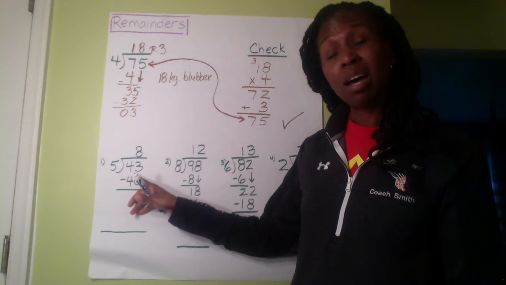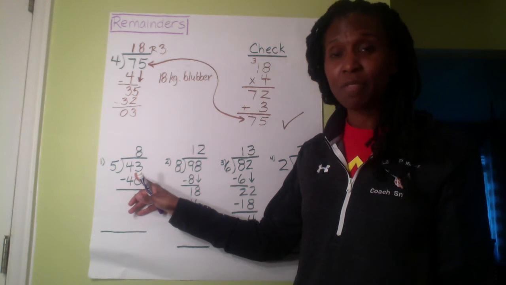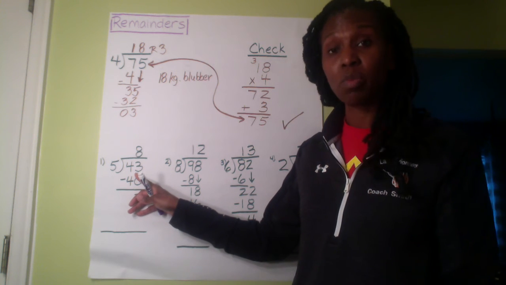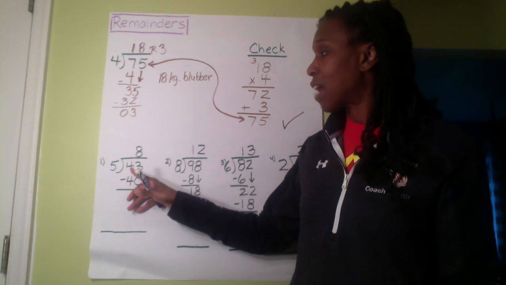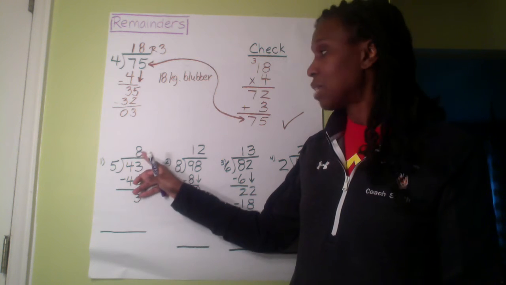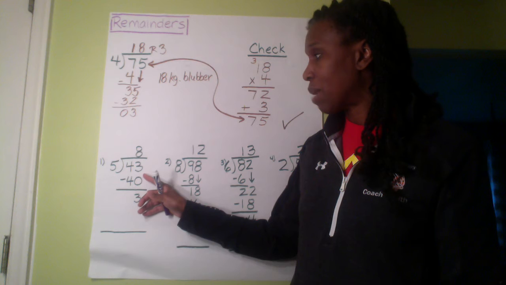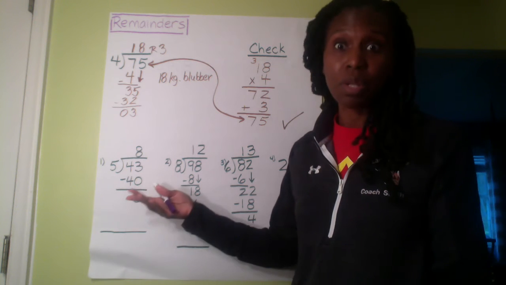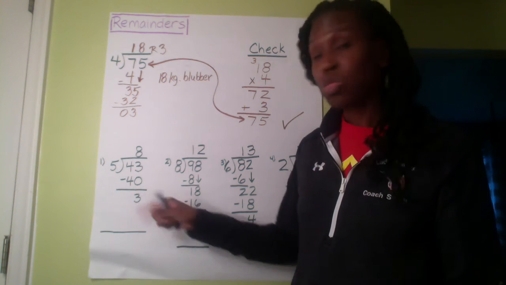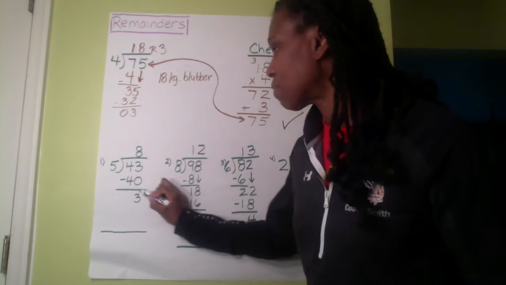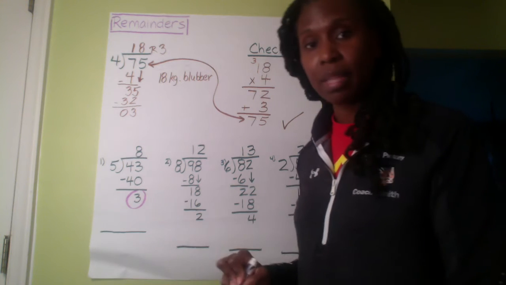Okay, now thinking of my 5 multiplication facts, I don't have anything that's equal to 43, so I had to estimate. 5 can go into 43 8 times. 8 times 5 is 40. After I multiply, I subtract. 3 minus 0 is 3, and 4 minus 4 is 0. All right, so I have 3 left over. This is my remainder, so I'm circling that.